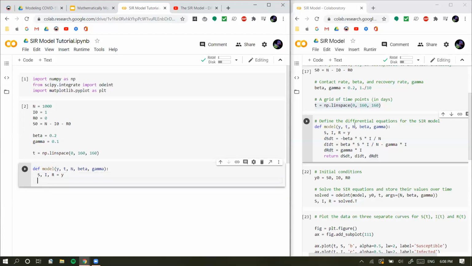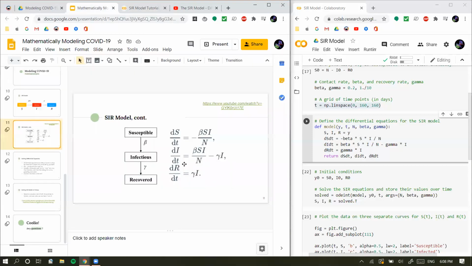And now we want to type out these little equations, because based on the values of s, I, and r, that's how we're going to calculate the rate of change for each of these, right? ds by dt is going to be negative beta times s times I over n. So we want to put that into equation form. I'm going to just copy paste this for you in case you don't want to type it out, but make sure you understand it, okay?